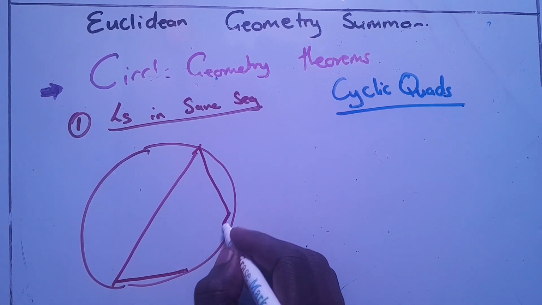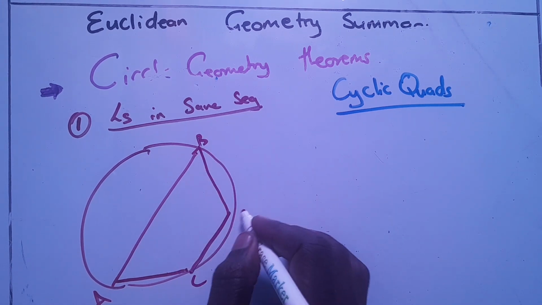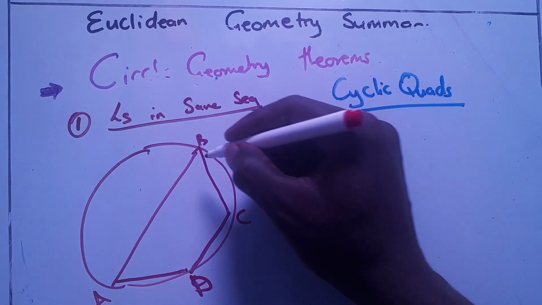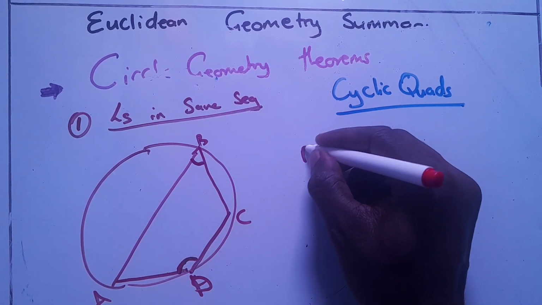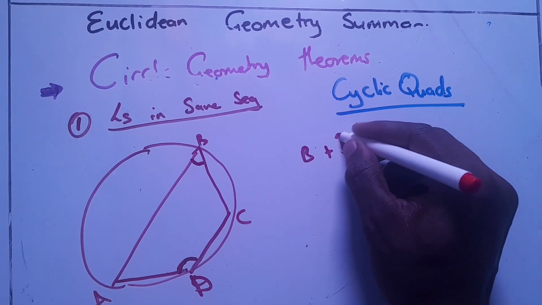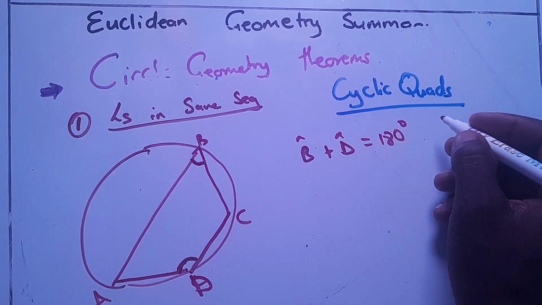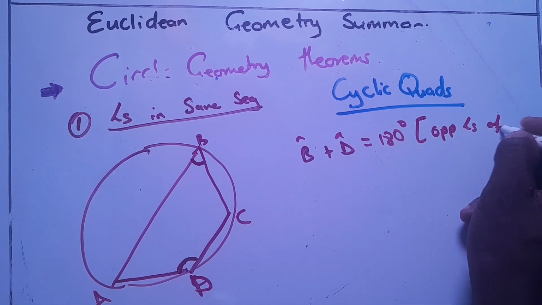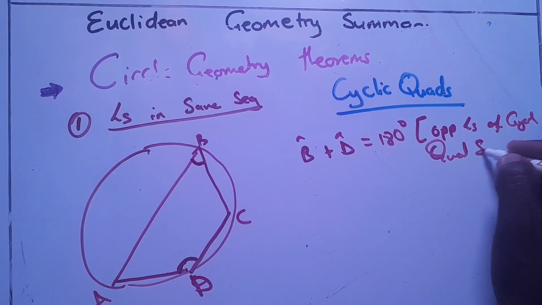Maybe something like this. So this is our cyclic quad A, B, C, D. We also know that opposite angles of a cyclic quad are supplementary. So it means that our B plus our D is equal to 180, right? Because opposite angles of a cyclic quad are supplementary.